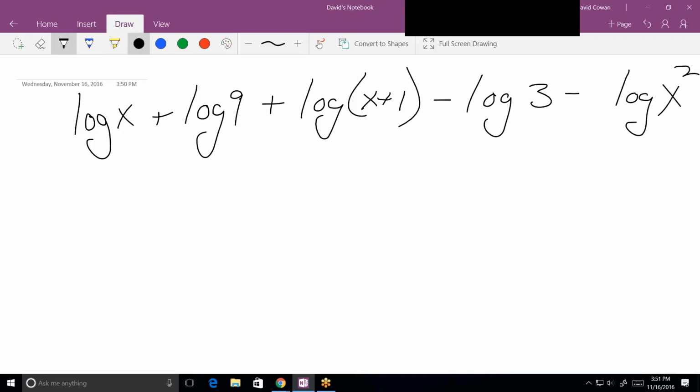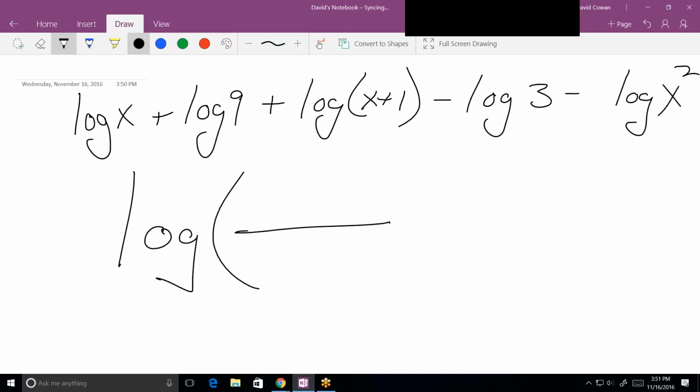Okay, so if I'm going to make this a single log, then everything that's being added needs to be in the numerator. Everything that's being subtracted needs to be in the denominator. So what goes in the numerator? X, log, do you want me to separate the logs or just... No, just read the terms. Okay, x times 9 times x plus 1. Divided by? 3 divided by x squared.